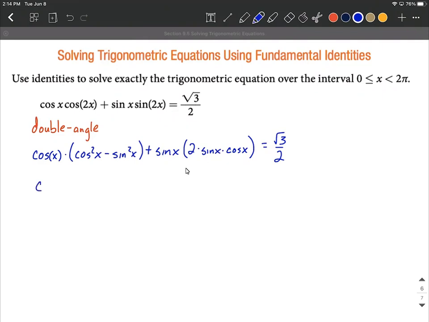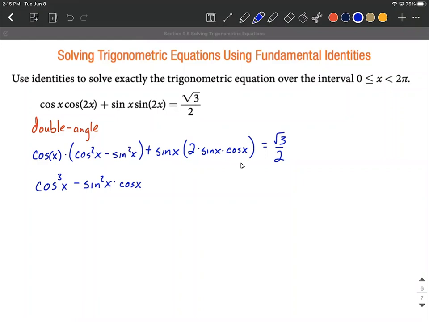So as I do that, I'm going to go ahead and say cosine cubed of x, cosine of x times cosine squared of x, minus, now you can put these in whichever order you want. I'm going to put the sine squared first, times cosine of x. But this cosine of x got distributed and a copy got multiplied by the sine squared of x.